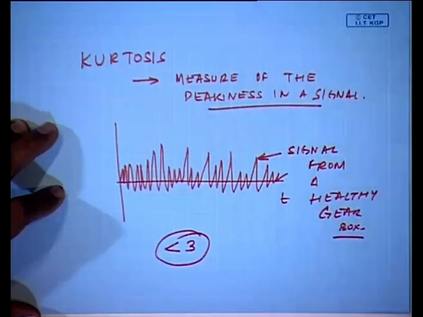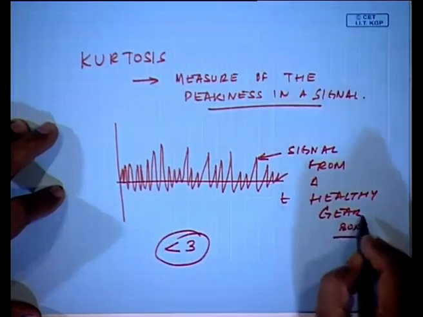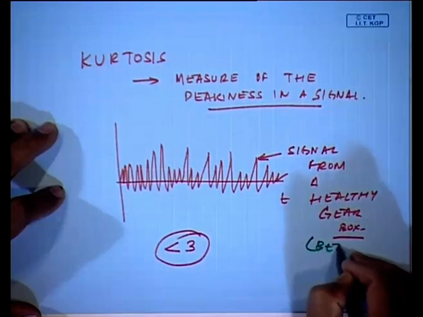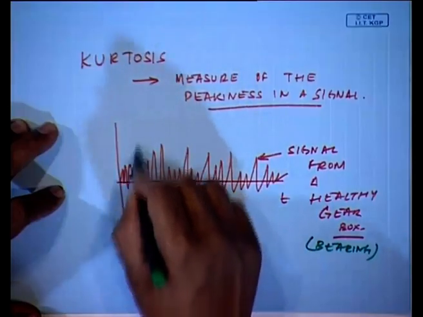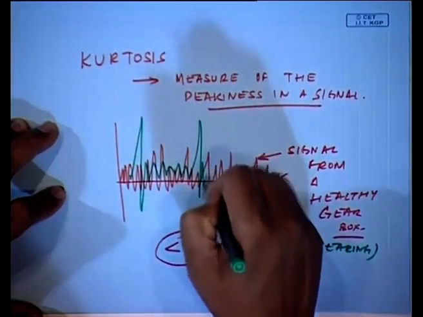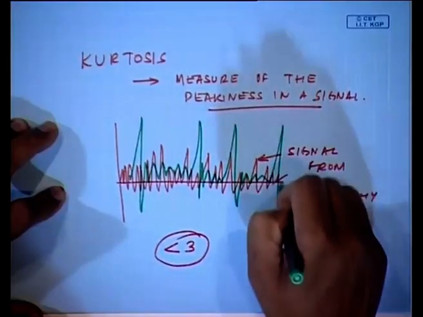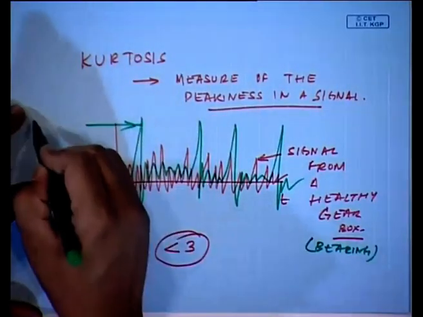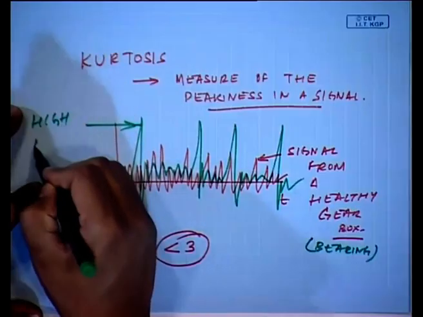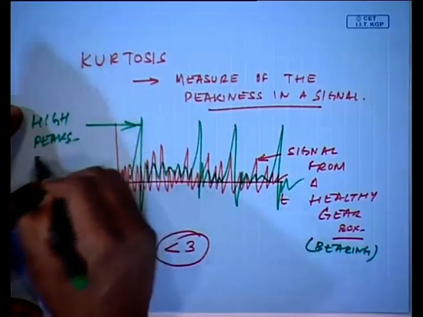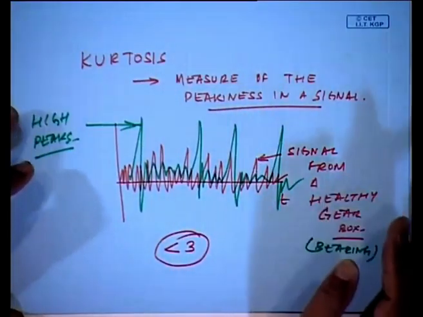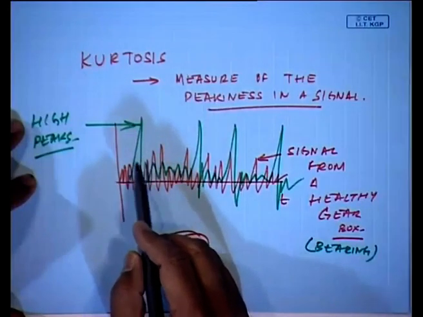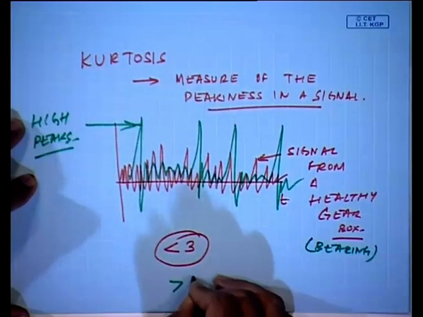if the gearbox or the bearing, gearbox sometimes also bearing, if it was bad, there will be a lot of these high peaks. So, presence of these high peaks visually gives us a clue, well, something is wrong with the machine. But if I was to measure the kurtosis of this green signal, it would be almost greater than 6.